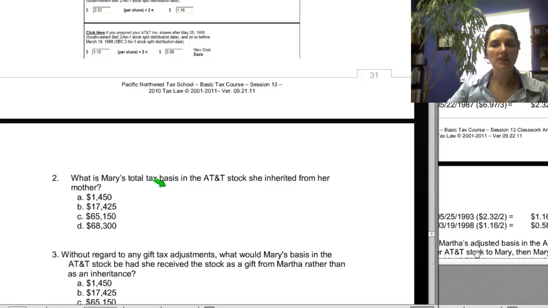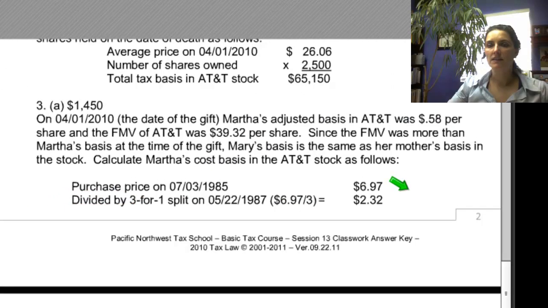So if you take 2,500 shares, multiply that by 58 cents a share, you get $1,450, which is the correct answer. So just going here and referencing the answer key, on 4/1 of 2010, Martha's adjusted basis was 58 cents per share, and the fair market value of AT&T was $39.32 per share. So under the gift rules, we go with the lesser of the fair market value or the donor's adjusted basis. And the donor's adjusted basis is only 58 cents per share. And so since the fair market value is more than the basis, Mary's basis is the same as her mother's basis, we therefore calculate Martha's basis in the AT&T stock as follows.